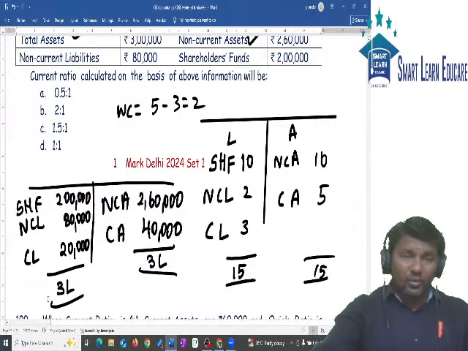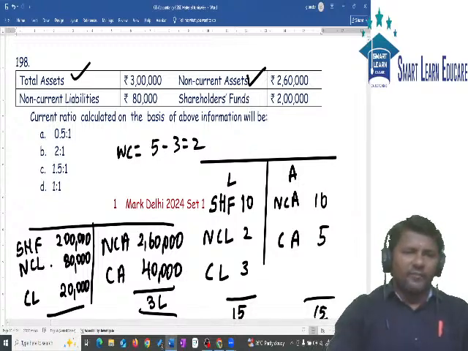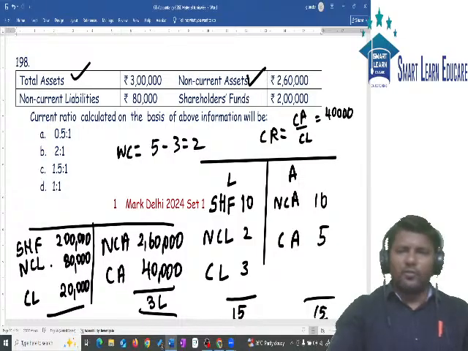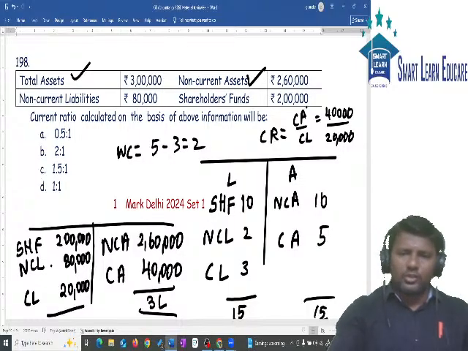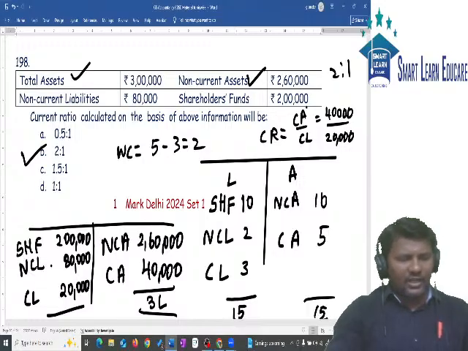Now, what is the requirement of the question? Find out the current ratio. What is the formula for current ratio? Current ratio is equal to current asset divided by current liability. Current asset we found is 40,000. Current liability we found is 20,000. 40 divided by 20. What is the ratio? 2 is to 1. The answer is option B.